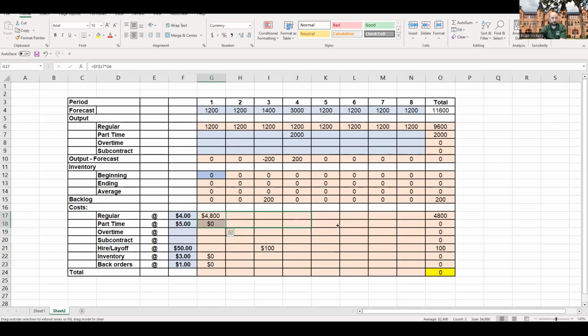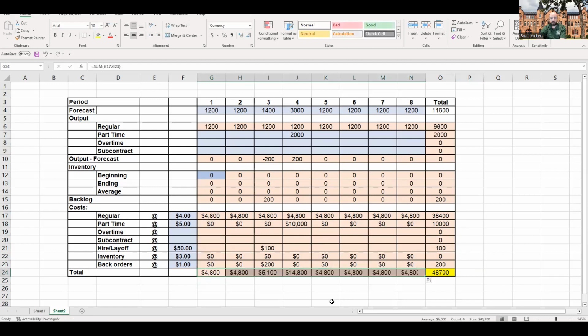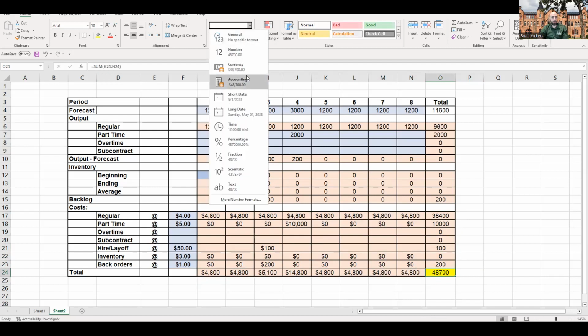Okay. Copy these all the way down. Great. All the way good there. And then sum these all the way down. And we're done as well. 48,700. Check your book. I think the book agrees.